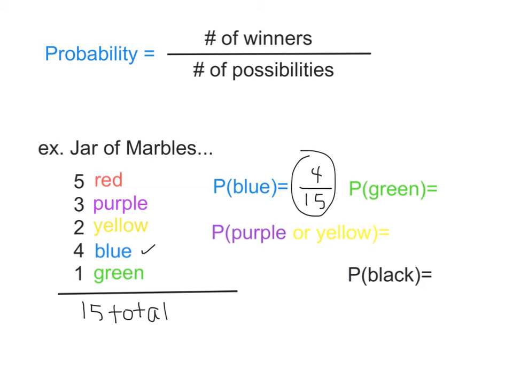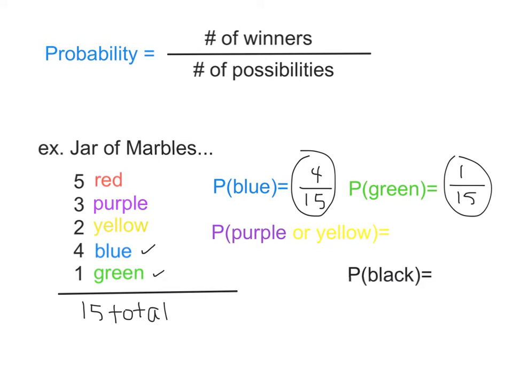I can do the same thing for the next one. What's the probability of getting a green marble? Well, there's only one green marble in the whole bag. So I have one chance at a winner, and I have 15 total. My probability of choosing a green is 1 out of 15.